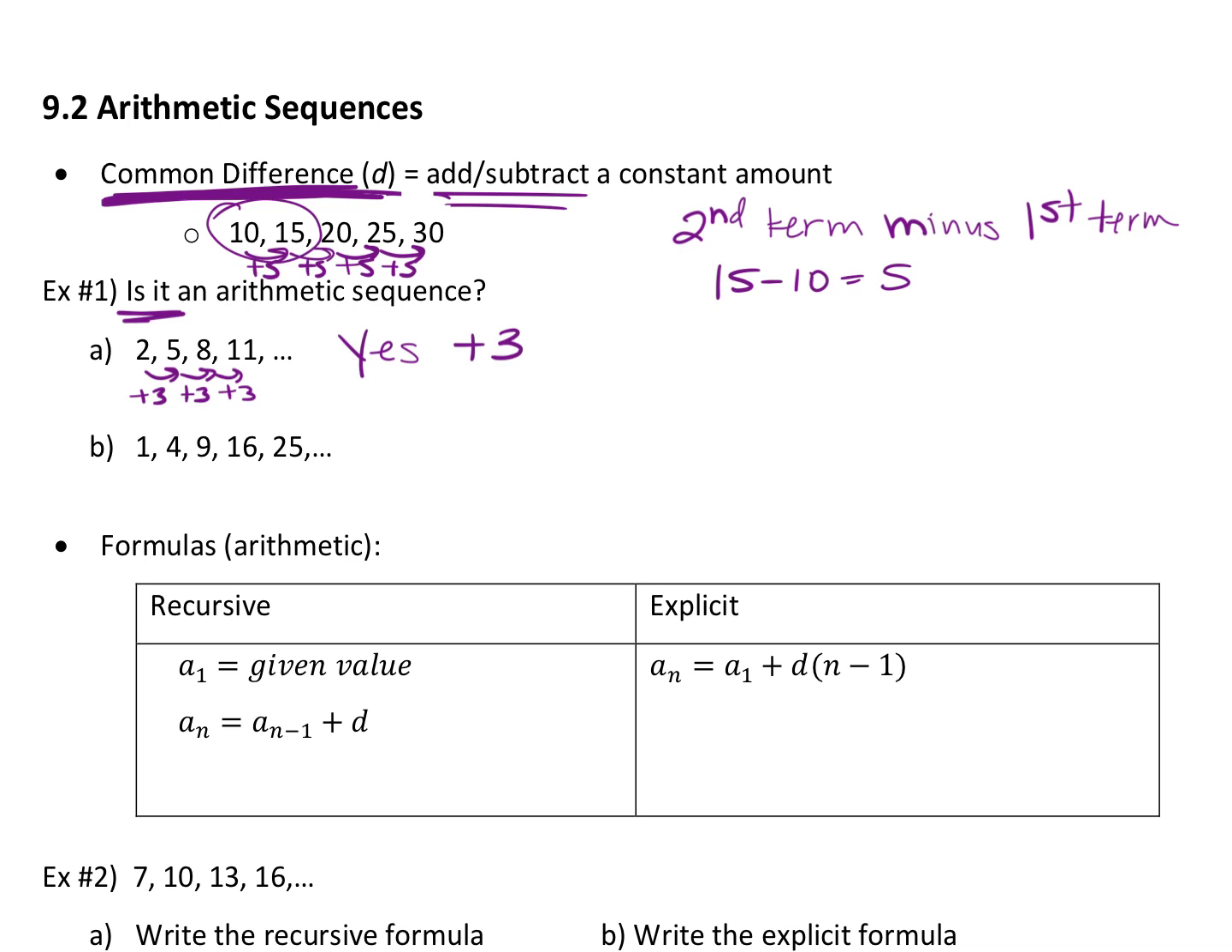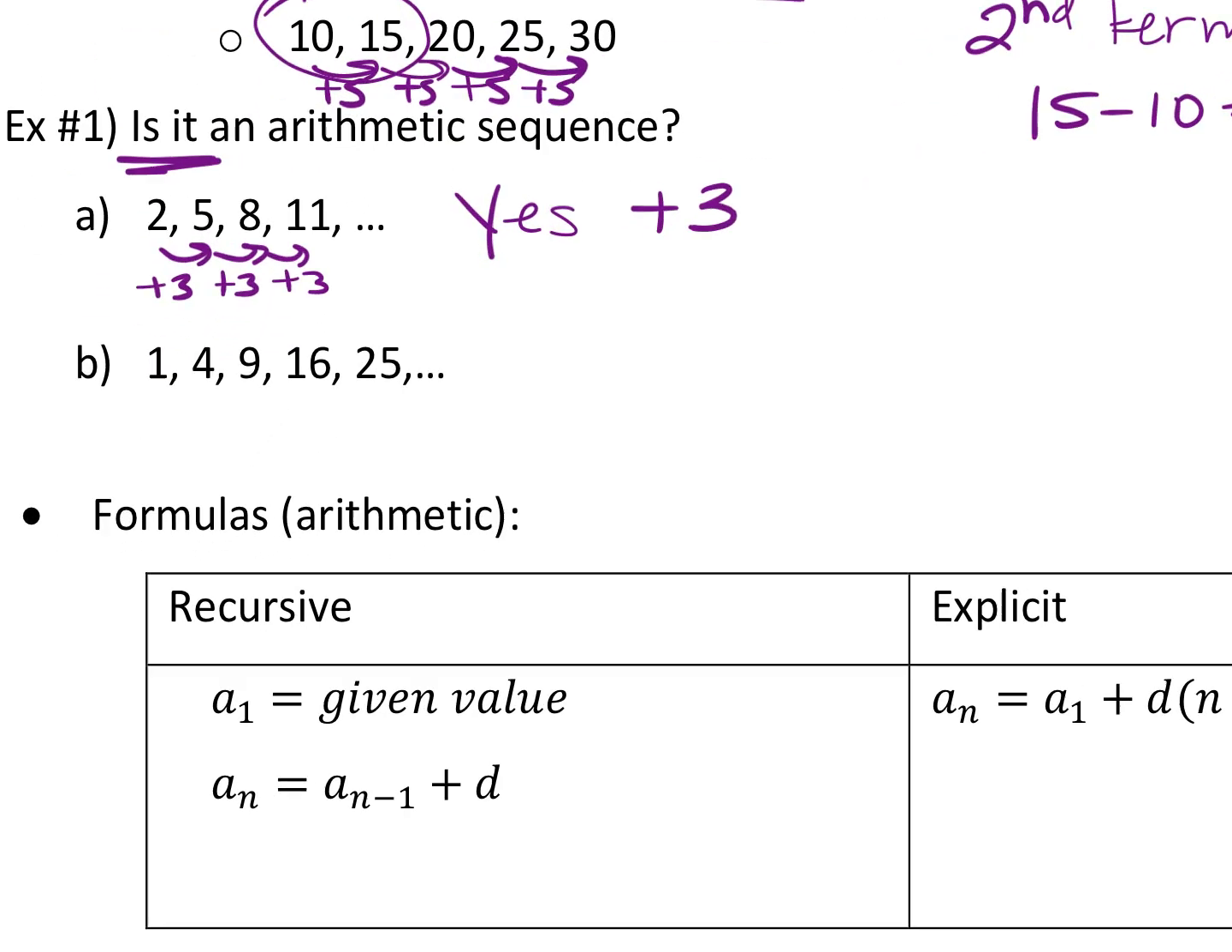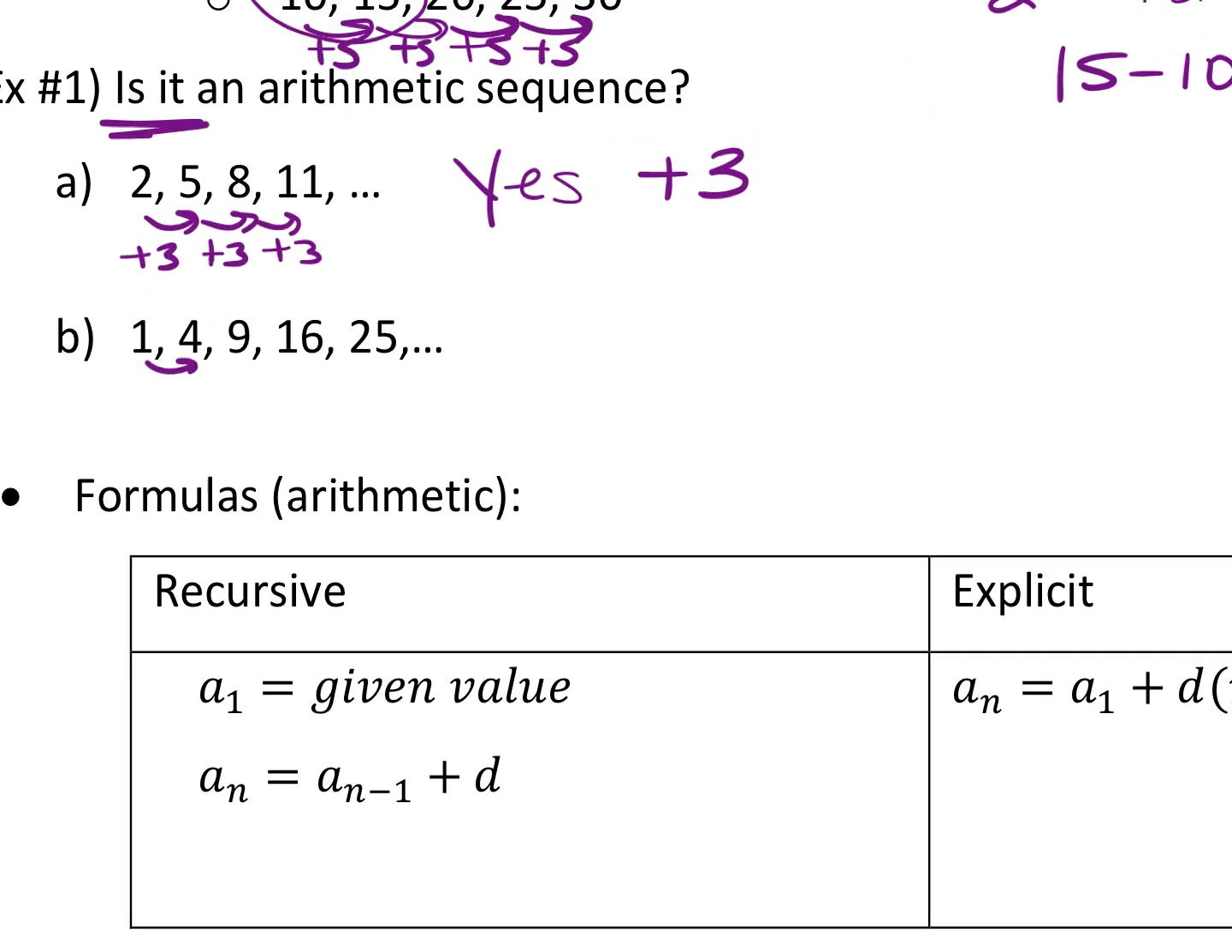Look at letter B. Is there a common difference? No. To get to the next thing, you're adding 3 here, but then it's plus 5, then plus 7, then plus 9. That is not a common difference. It has to be the same number every time, common, right? So we would say no, this is not an arithmetic sequence.